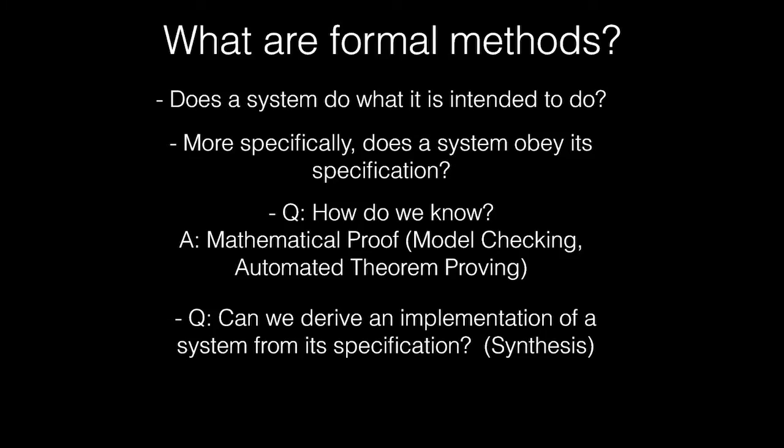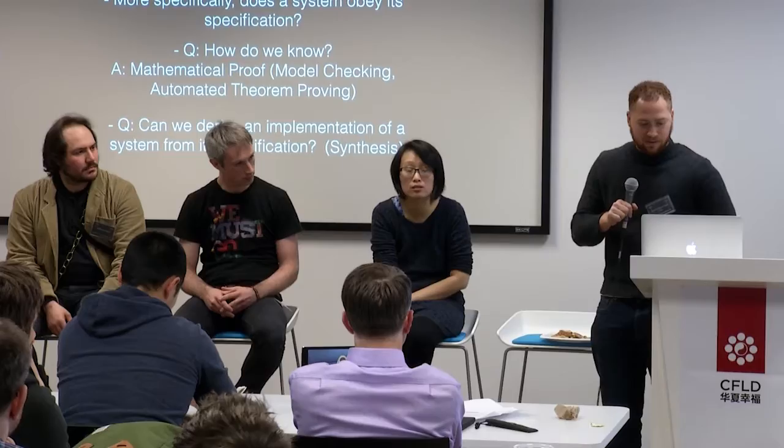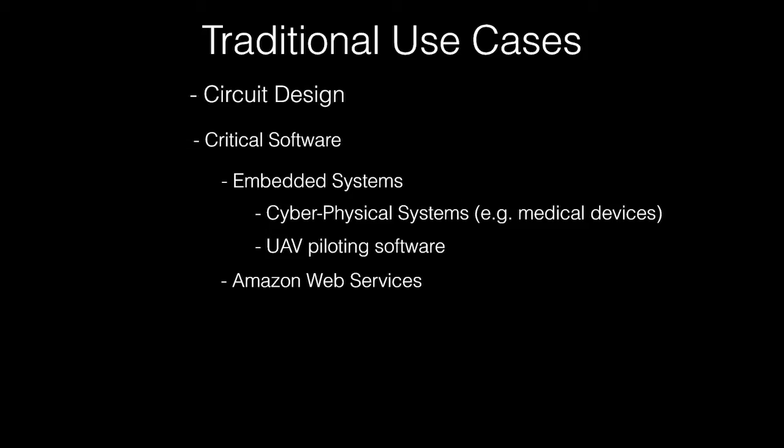Okay, further question: given a specification formally written, how could we actually create code implementing that specification? That's called synthesis, or program synthesis. All right, so traditional use cases: circuit design. It's really hard to make sure that your circuit comes out exactly right. You can reason about a simple unoptimized circuit, but if you optimize that circuit, how do you know that it does the same thing as the one you could reason on?